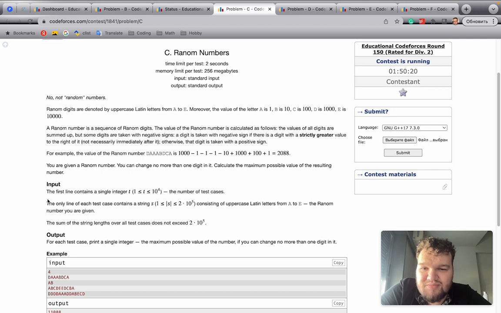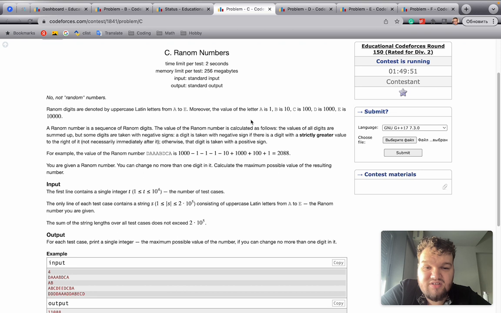Not random numbers. Okay, it's like Roman numbers, but not really. We have letters from A to E. They are just powers of 10. The values of all digits are summed up, but some digits taken with negative signs.